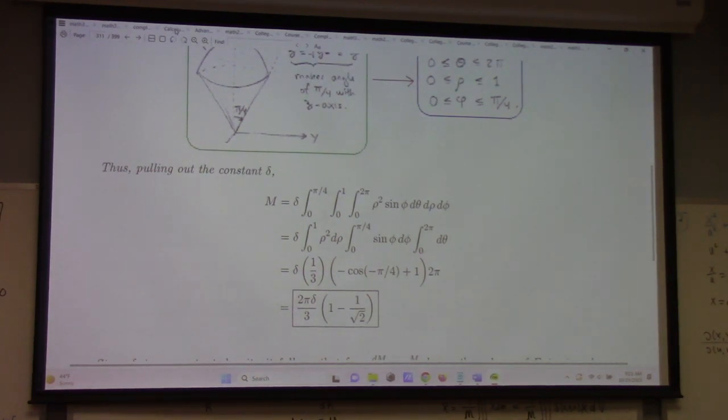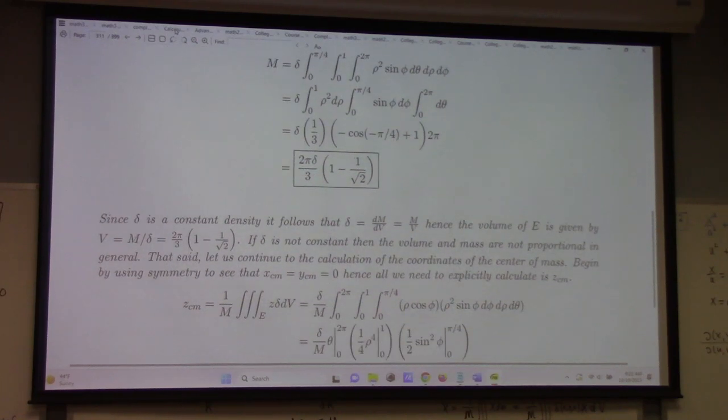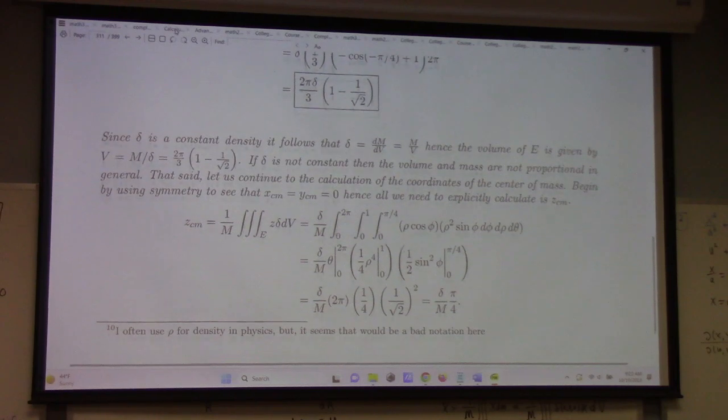Anyway, so for the total mass, I've got to integrate my delta dV, which is just this, and lo and behold, 2 delta over 3, times 1 minus 1 over root 2, that's my mass, assuming the constant density delta. Of course, if you put delta equal to 1, that's the volume of the snow cone, right? Delta equal to 1 would give you the volume here. Of course, if delta was not constant, then there would be a distinction between the mass and the volume.